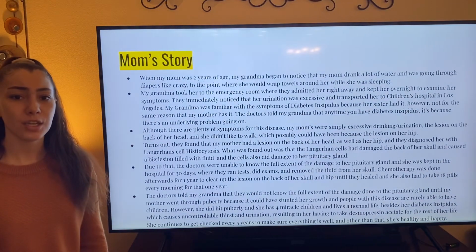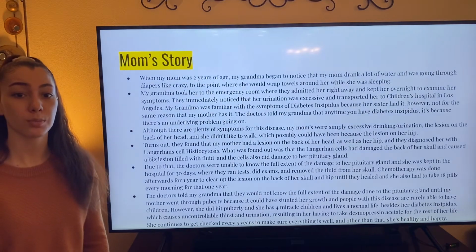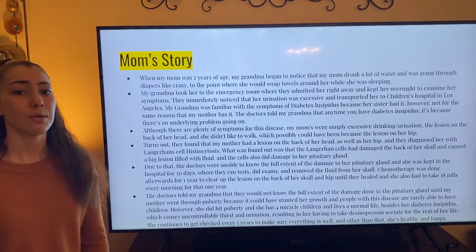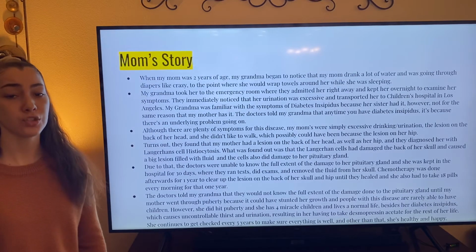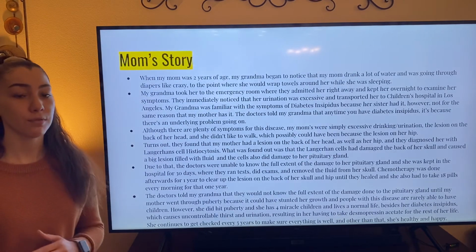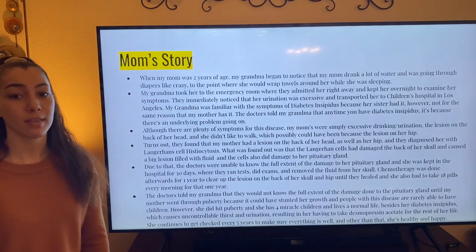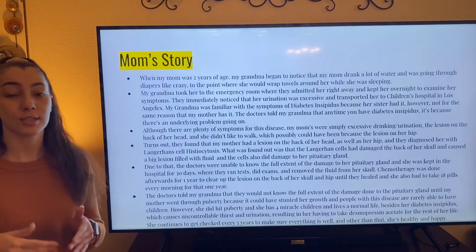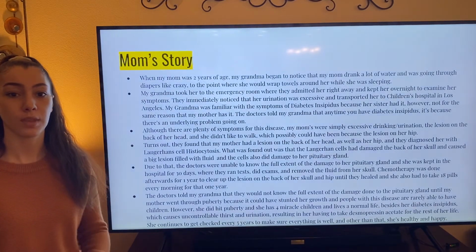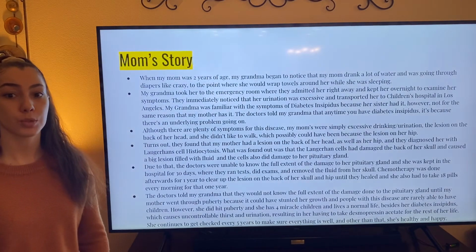They immediately noticed that her urination was excessive, and they transported her to Children's Hospital in Los Angeles. Now, my grandma was familiar with the symptoms of diabetes insipidus because her sister had it. However, not for the same reason that my mom has it today. The doctors told my grandma that anytime someone has diabetes insipidus, it's most likely because there's an underlying condition going on. Although there are plenty of symptoms for the disease, my mom's were very simple.